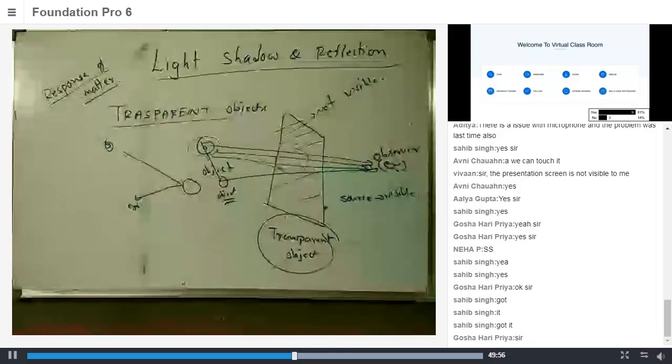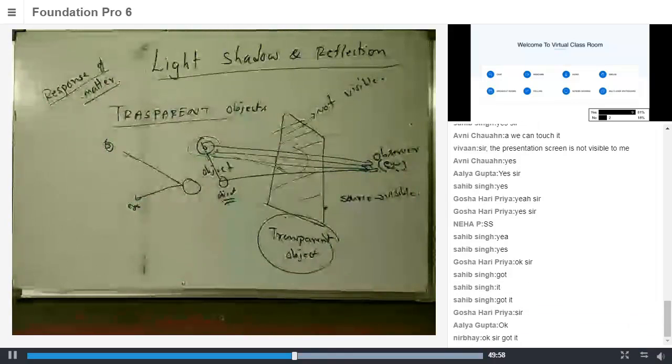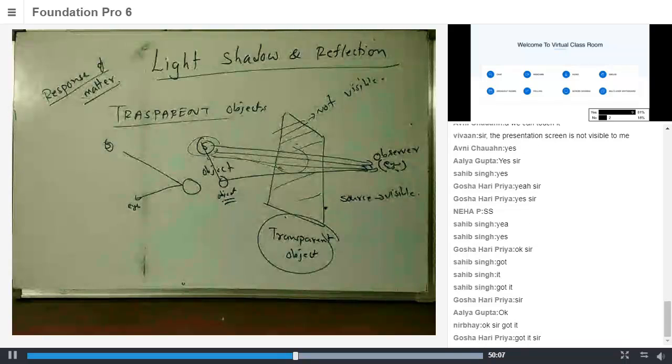Yes, Vivan, you are able to see the board now? Okay. So I hope it is clear. So what is the conclusion that we can say? We can say that transparent objects are not visible. Why are they not visible? Because they allow light to pass through them. They do not stop light, they do not reflect light.